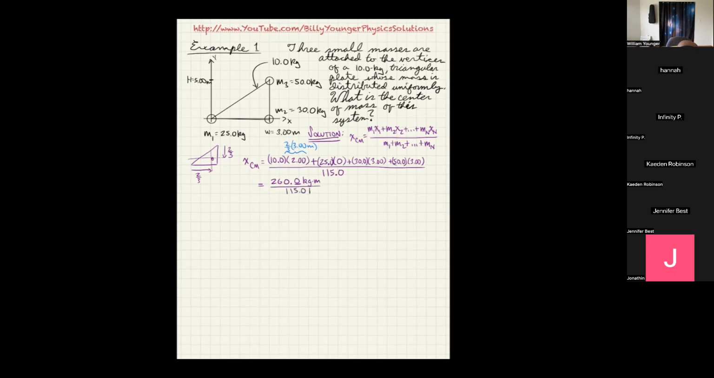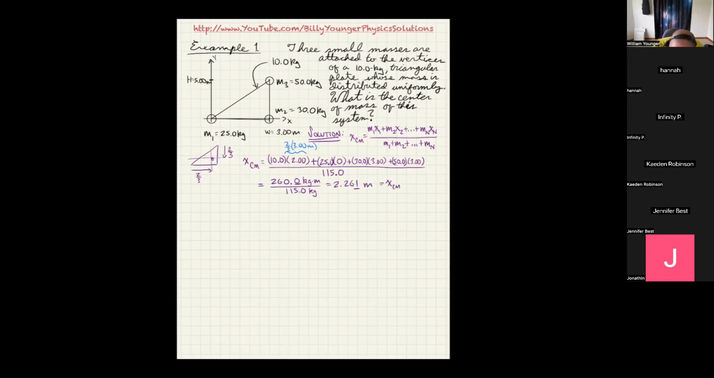And then I'm going to divide all that by 115.0 kilograms. So I take the 260 and I divide it by 115, and that gives me 2.26. So I was a little over ambitious by assuming it was 2.5, but it's 2.261 meters. Obviously, I had 3 sig figs divided by 4 sig figs, so the result should be 3 sig figs. So that's one extra digit there. And this is equal to the X center of mass.